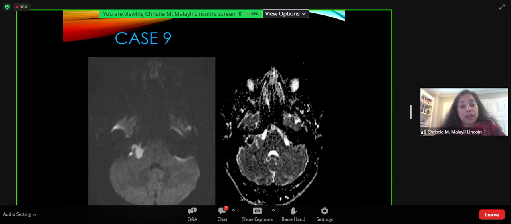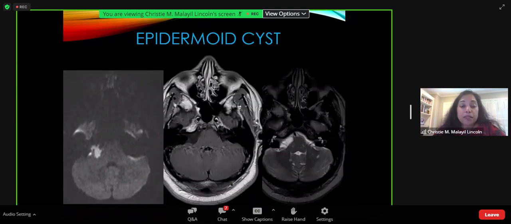Let's look at DWI. Okay, so we see the lesion on the right side again. This time it's restricting. So our diagnosis here, a differential diagnosis before the DWI would have been an arachnoid cyst or an epidermoid cyst. With the diffusion, we've confirmed that this is an epidermoid cyst.